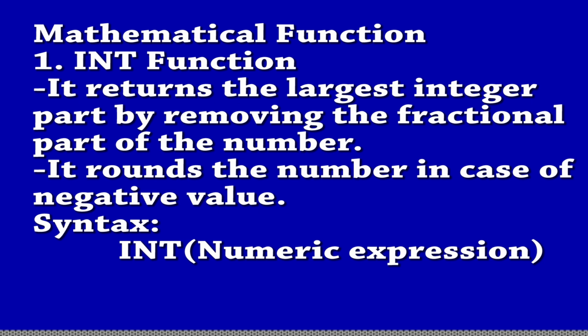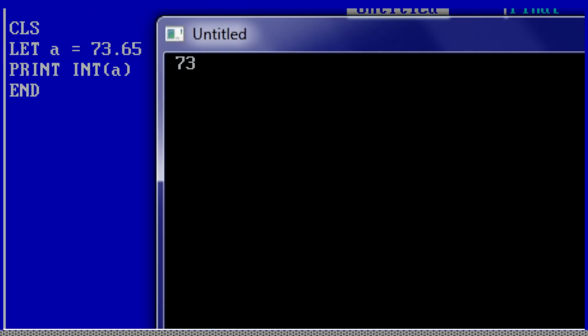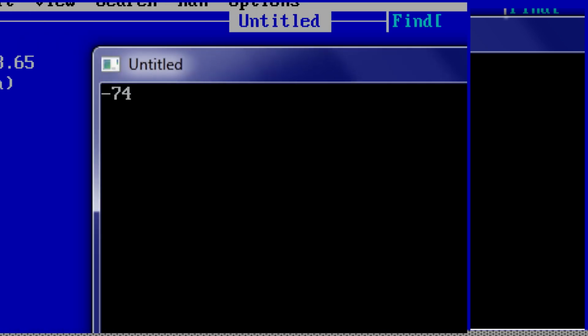Understood? So here you can see the syntax with a numeric expression. Here you can see the examples, I have shown you both examples. Here a equals 73.65, and then INT of a, and the output is only 73. It will not round. We know that if there is 5 or above after the decimal point, we can round it, but in the INT case we will not round it. That is for a positive number, but it rounds only in the negative case.